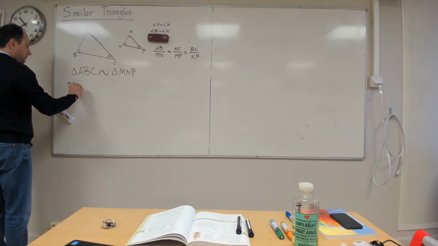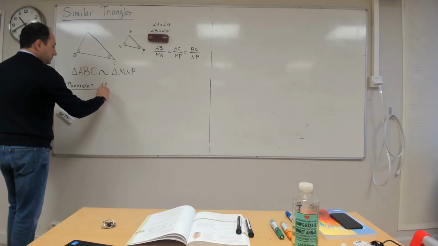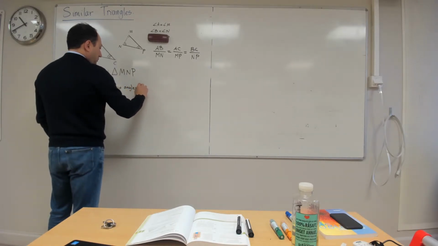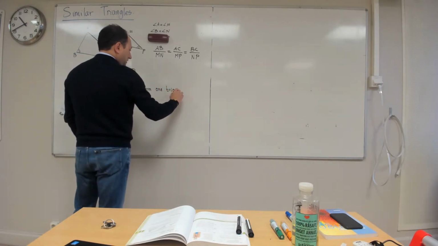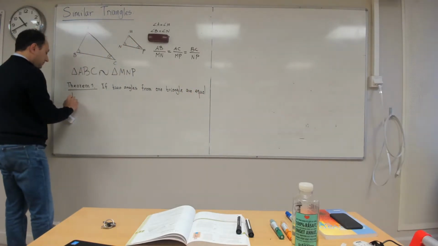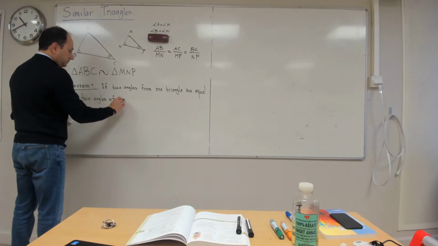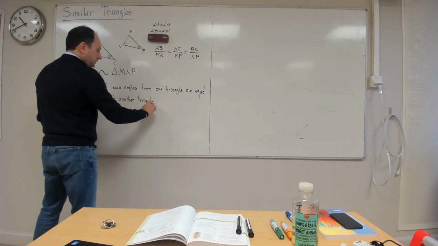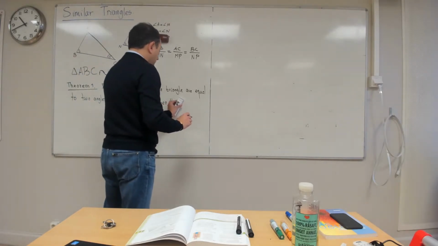Theorem 1. Theorem 1 tells you that if two angles from one triangle are equal to two angles of another triangle, then the triangles are similar.